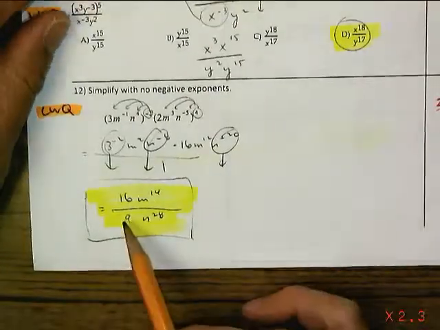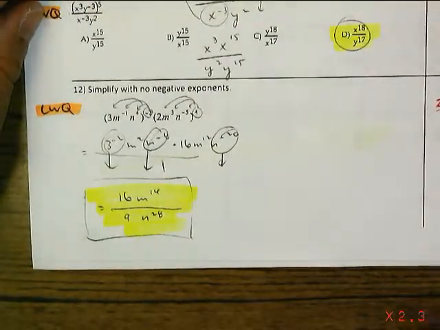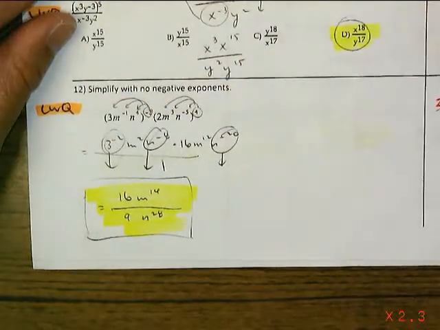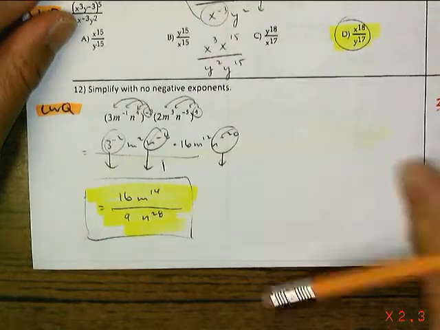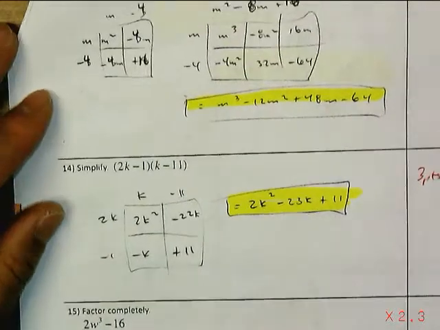Same thing with number 12. That was 1, 2, 3, 4, 5, 6 multiple choice questions times 2. That's 12 points for that page. Question number 13.